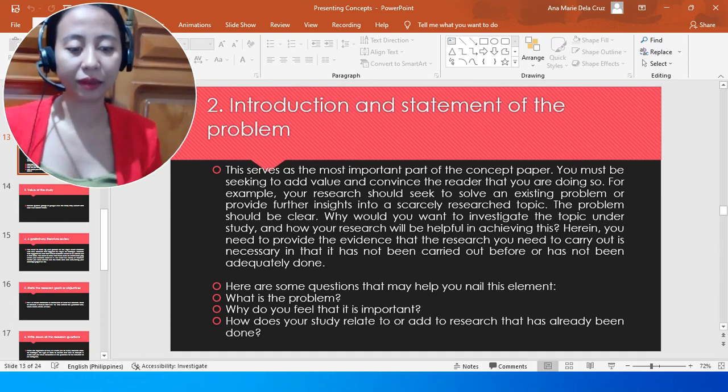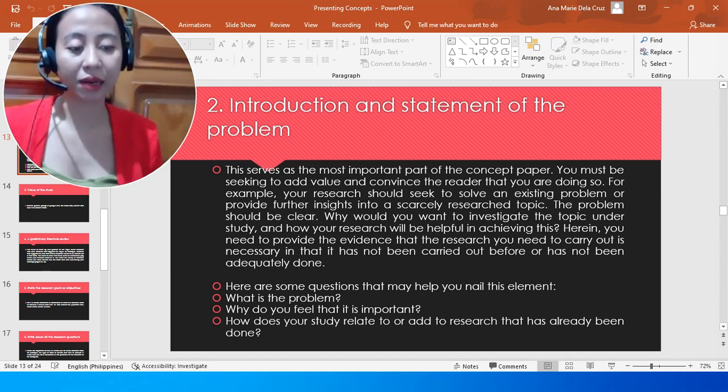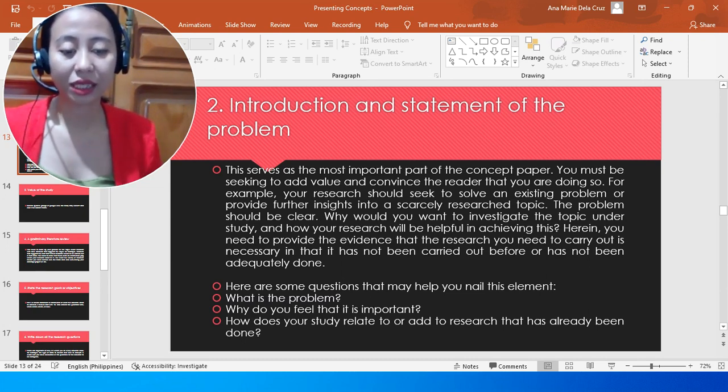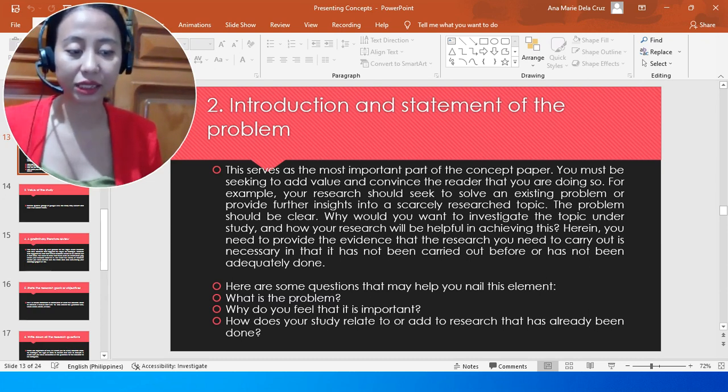For example, your research should seek to solve the existing problem or provide further insights into a scarcely researched topic. The problem should be clear. Why would you want to investigate the topic under the study? It should be indicated in the introduction, in how your research will be helpful in achieving this.